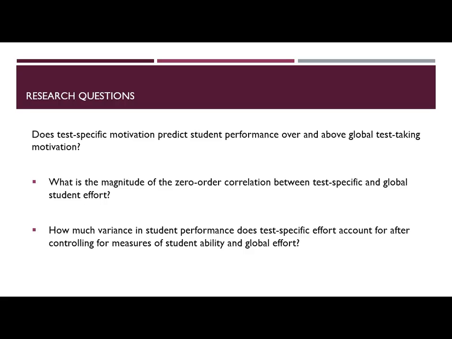Our research questions were informed by two general questions we had. The first general question was if test-specific motivation predicted student performance over and beyond global test-taking motivation. As such, we examined the zero-order correlation between test-specific and global student effort, and we examined the variance in student performance and test-taking effort that was accounted for after controlling for student ability and global test-taking effort.